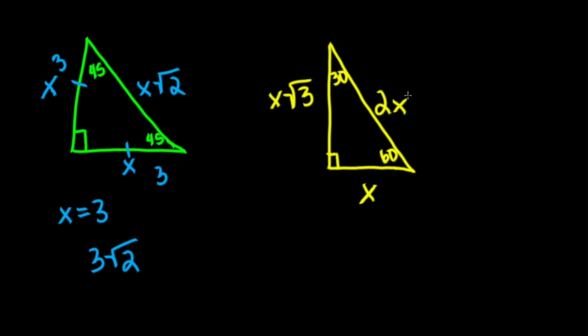For instance, if, like in the previous problem, x equals 3, we would be able to say that this side over here is 3, this side over here is 3 times the square root of 3, and this side over here is 2 times 3, which is 6. So just like that, we have solved for all parts of these triangles. Let's go ahead and get a little more practice with this.